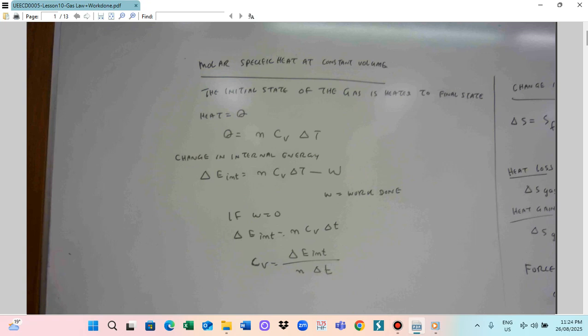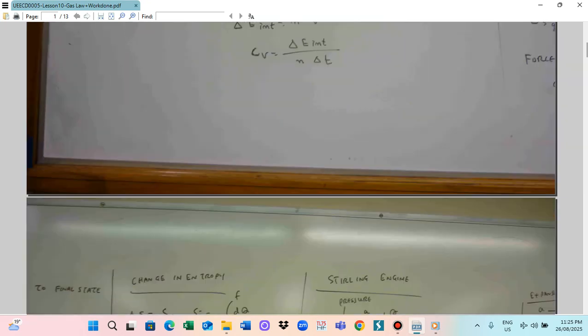If the work term is 0, in this case delta E int is equal to n Cv delta T. Therefore, if W is equal to 0, we can calculate Cv as delta E int divided by n delta T. This is the equation we can use to calculate the specific heat. And there is also a change in entropy.